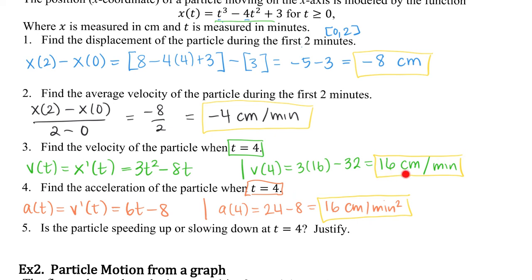My velocity, v of 4, is positive 16. A of 4 is 16. They're both positive. Since they're both positive, this particle is speeding up.